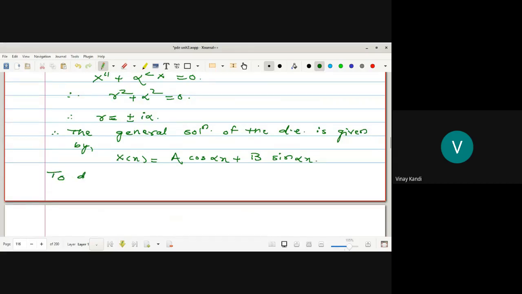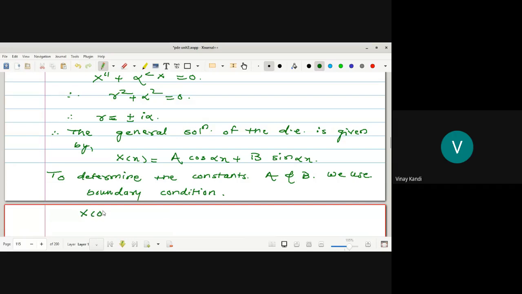Okay, to determine the constants capital A and capital B, we use boundary condition. Now use the boundary condition X of 0 is equal to 0. This implies A cos 0 is 1, this will come, sin 0 is 0, so A is equal to 0.